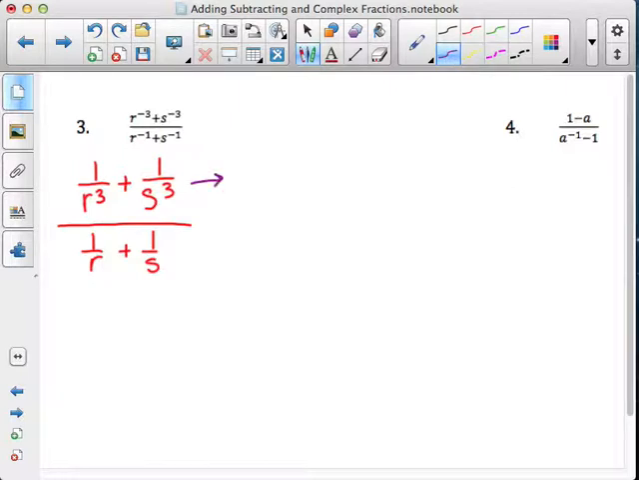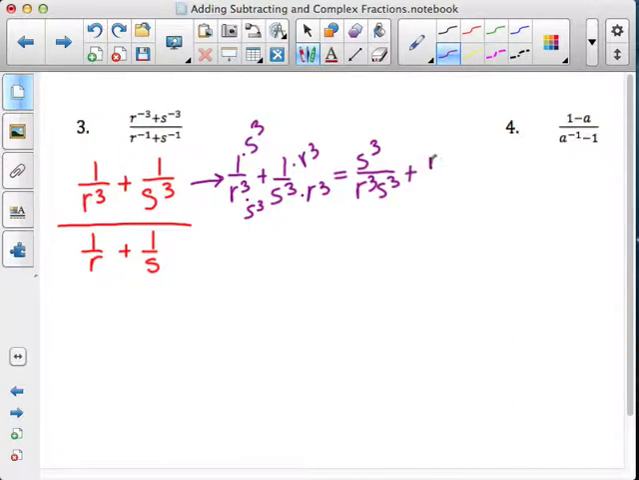I know that I have 1 over r cubed plus 1 over s cubed. I'm going to have to multiply this side by r cubed, and this by s cubed and s cubed. So I end up with s cubed over r cubed s cubed plus r cubed over r cubed s cubed. And this gives me s cubed plus r cubed all over r cubed s cubed.